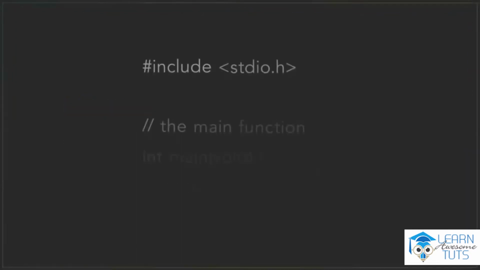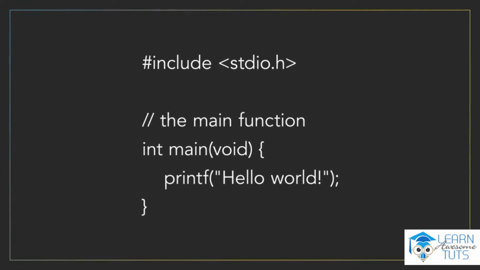In our example, we want to link to the standard input and output library. This is available for the C language. This library includes the code for the printf function. We use printf to display our hello world message to the user. Okay, enough about libraries. Let's go to the next line of code.